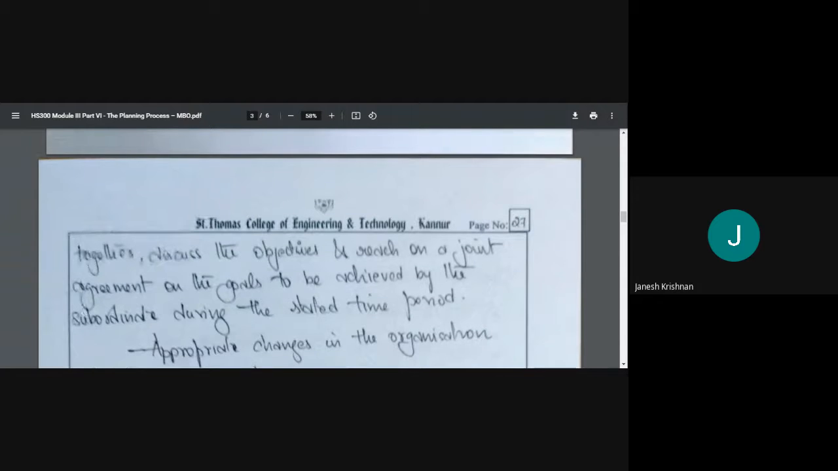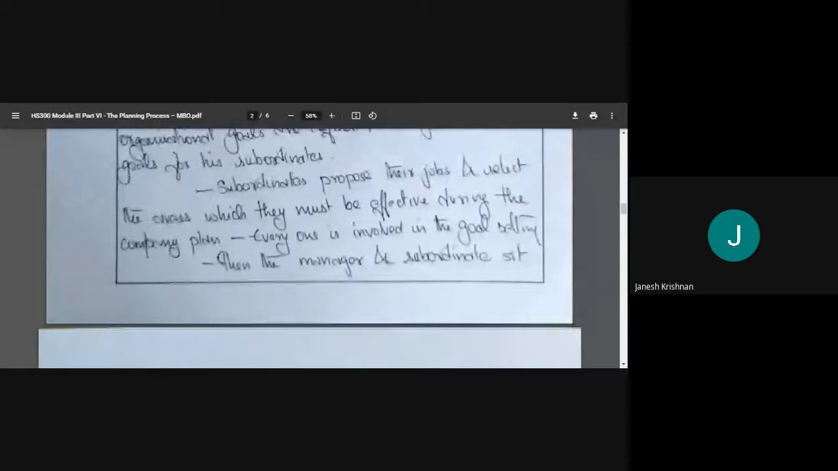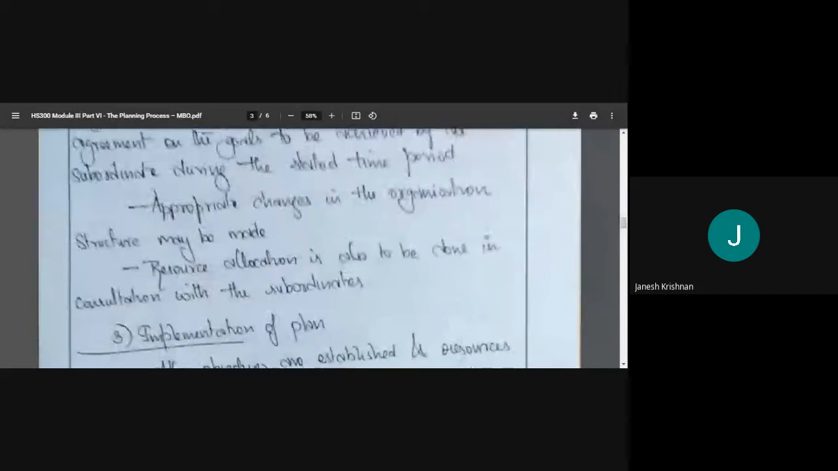Like that, each and every employee is taking part. Everyone is involved in goal setting. So accordingly, appropriate changes in organization structure may be made, like transferring employee C from production of body to assembly. Okay. Resource allocation is also to be done in consultation with the subordinates.